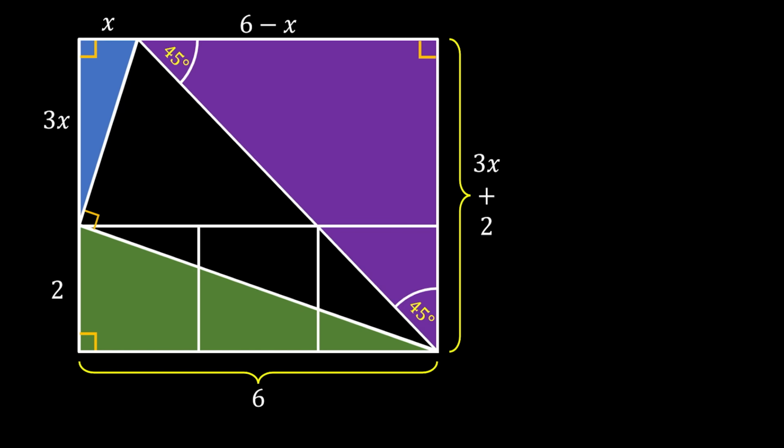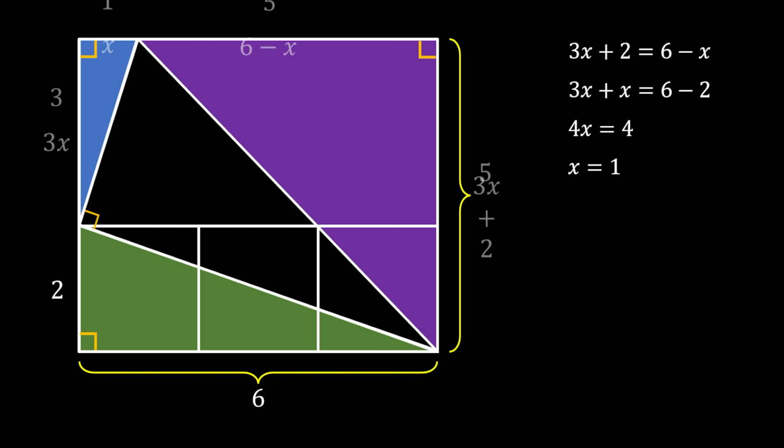Now, since we know that this triangle is an isosceles right triangle, that means that both of those legs must have the same length. So, 3x plus 2 must be equal to 6 minus x. We will use this equation to find that 4x is equal to 4, which means that the value of x is equal to 1. Now we will implement this value into our sketch and calculate all lengths.